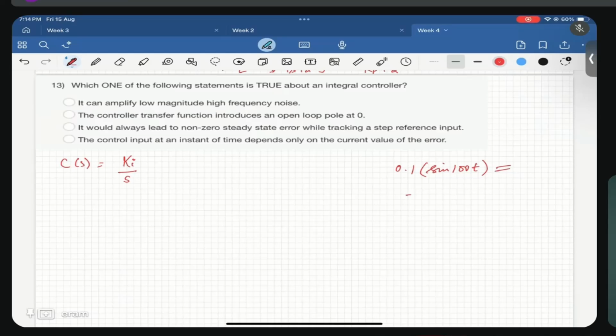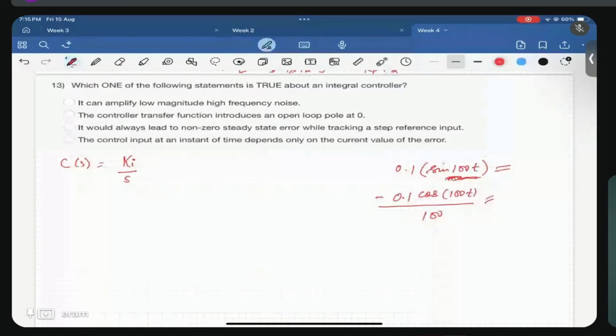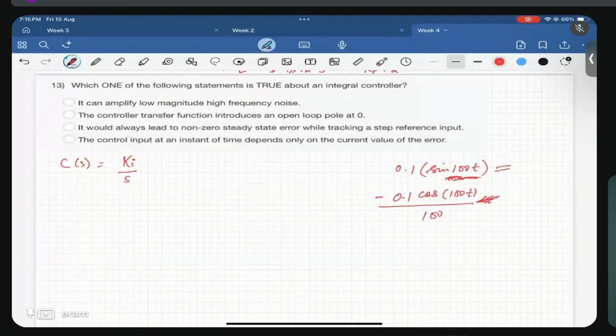So it will be minus cos 100t, with 0.1 also, divided by 100. So is it amplifying it or not? No, it is further reducing the amplitude. If there is a high frequency noise, then it is reducing the effect of that noise. So this option is not correct.